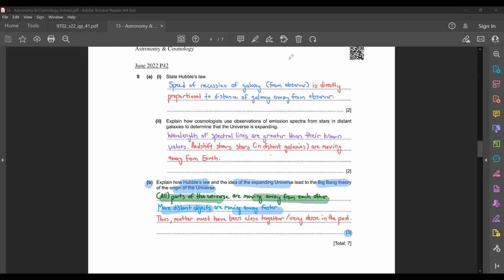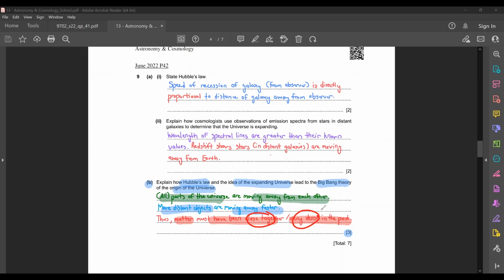By considering these 2 points, you can then say that matter must have been close together or very dense in the past. Let's consider this. If right now everything is moving away from each other, if you can stop the time and rewind it, that would have meant that everything else was actually closer in the past. If you take this idea further and rewind time to the beginning of time itself, this would have meant that everything began from a single point. Hence, you can say that they were all very close together or very dense in the past.